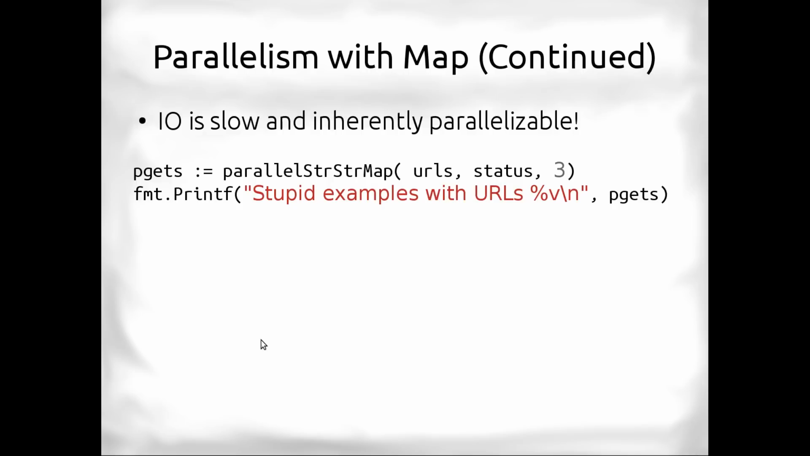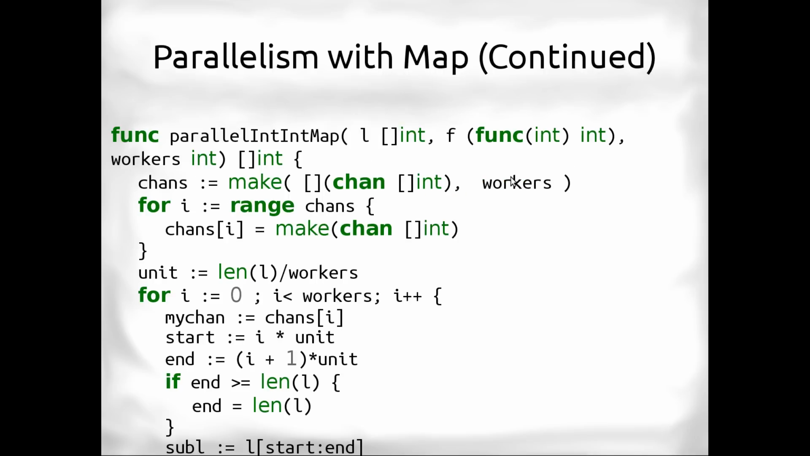Furthermore, we can take I/O, which is inherently slow, and we can parallelize it. So for the I/O, it makes a lot of sense, especially even on a single core machine, because the I/O is just going to block and take up a bunch of time compared to the CPU. So we could then get all these URLs in parallel. So how do we do this?